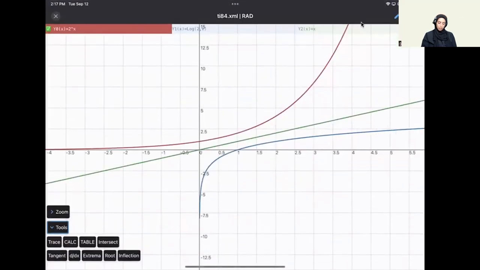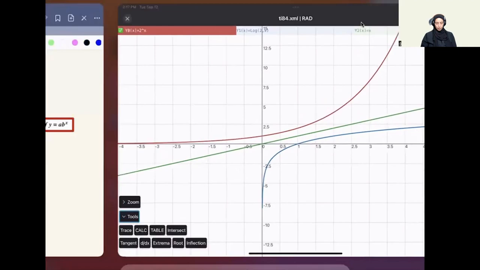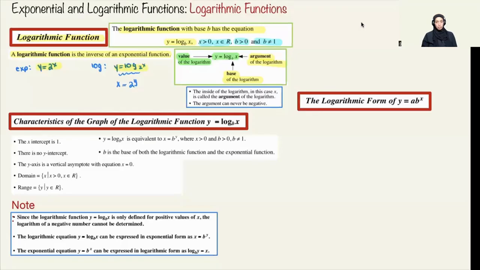So when I graph them, you can see that y is equal to x is this green one over here, and log base 2 of x is the blue one, and y is equal to 2 to the x is the red one. You can see that they're inverses of one another because they're exact reflections about the line y is equal to x, right? So they're inverses of one another.